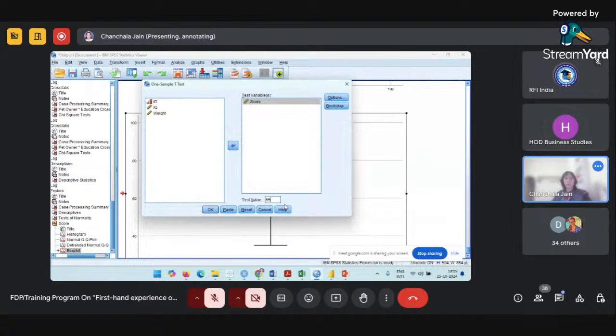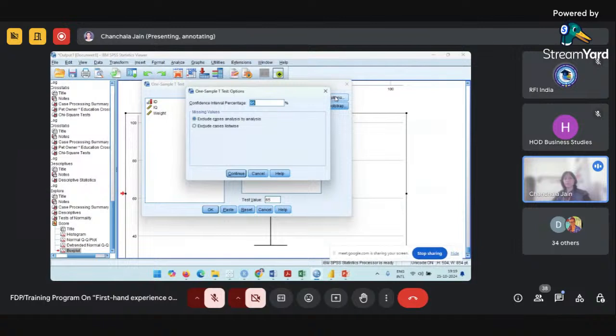Now, although you do not need to do anything, you can still click on the options button. It is showing you the confidence interval percentage, which is 95. That means this is a default percent. If you want to make any changes, suppose you want to test your hypothesis at 90% or maybe 99%, you can also set that. So if 95% is the confidence interval, that means 5% will be the level of significance.